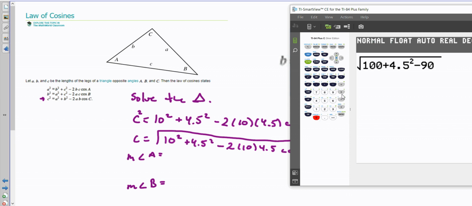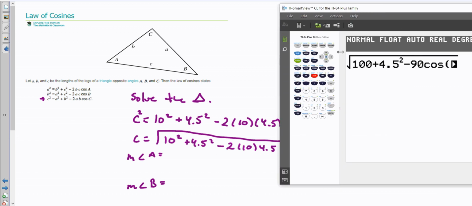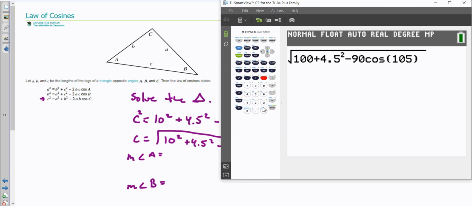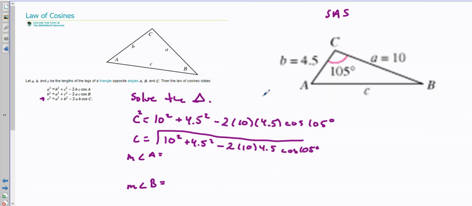And then from here, we're going to take its cosine of what do we know, and that's going to equal 105 degrees. Close parentheses, and we have our answer right there, which is going to equal 11.981. So that's going to be approximately 11.981. And that makes sense.